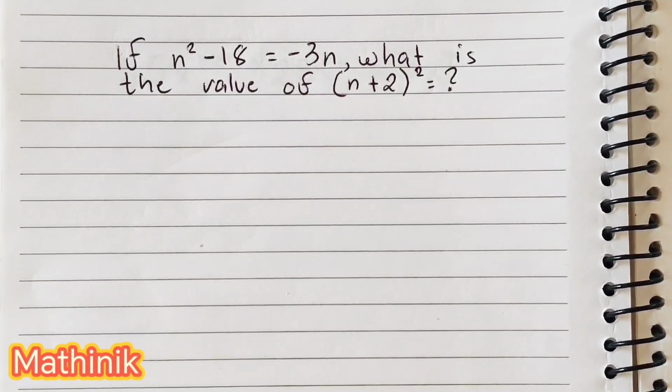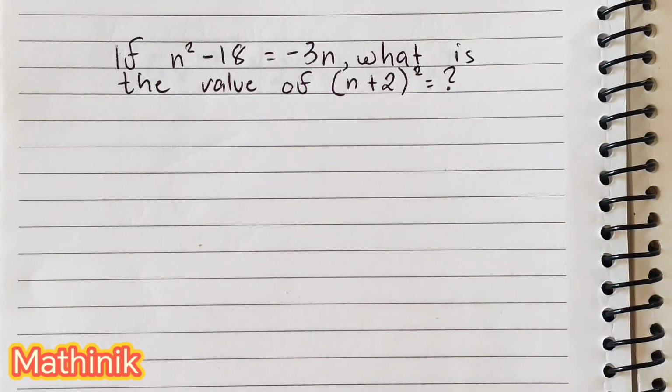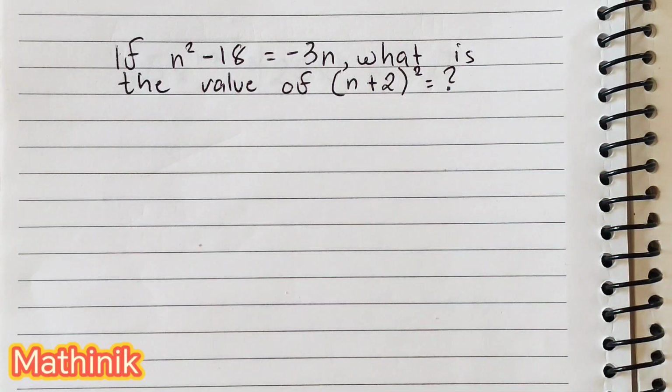Hi, for today's video, we're gonna solve another problem. If n squared minus 18 is equal to negative 3n, what is the value of n plus 2 squared? So the first thing we need to do is to find the value of n.